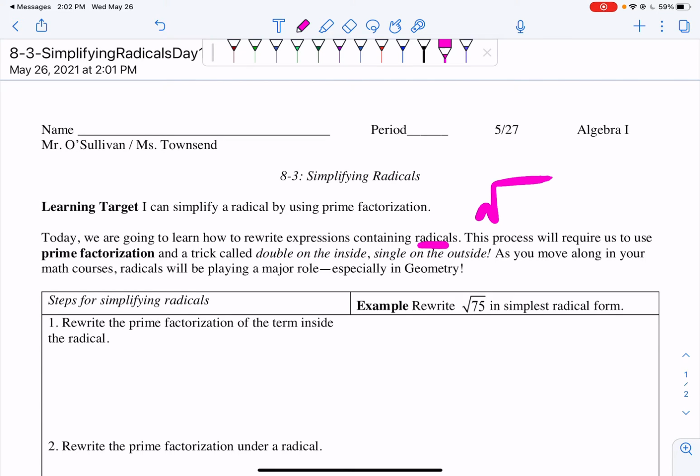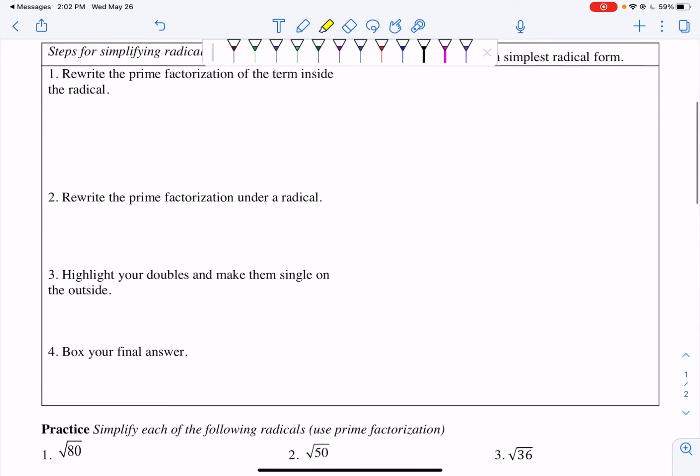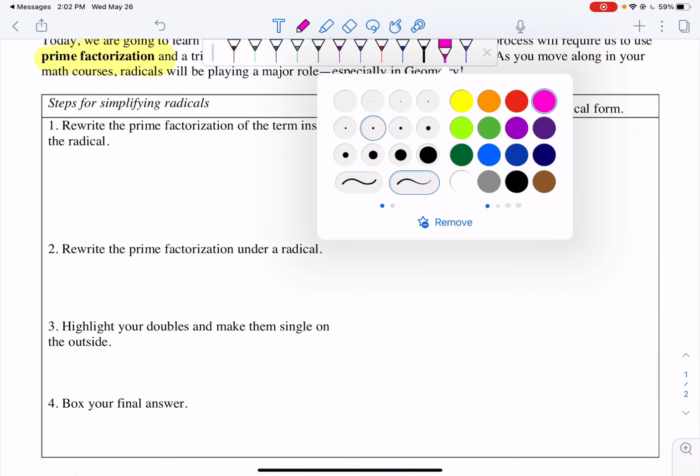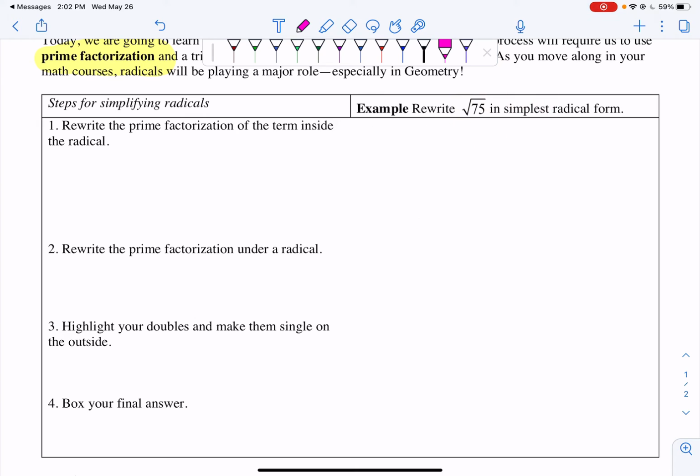This process will require us to use prime factorization and a trick called double on the inside, single on the outside. As you move along in your math courses, especially here at BYW, radicals will be playing a major role, especially in geometry. So the steps for simplifying radicals are pretty straightforward. We're going to do an example together, and then you're going to try some. Well, we're going to do the next few together as well. You're going to try some parts by yourself.